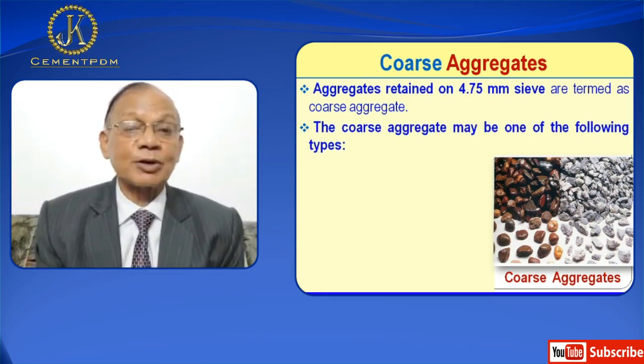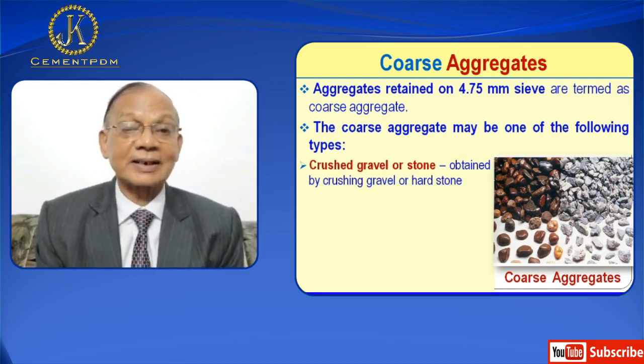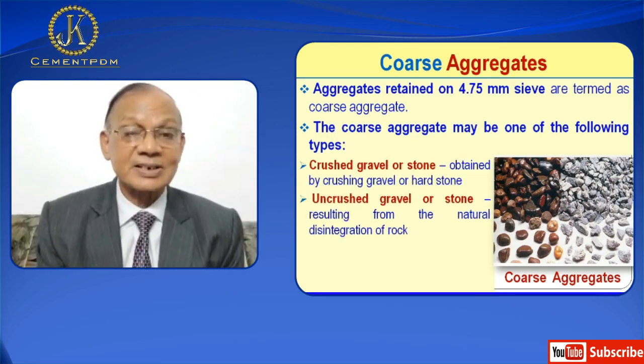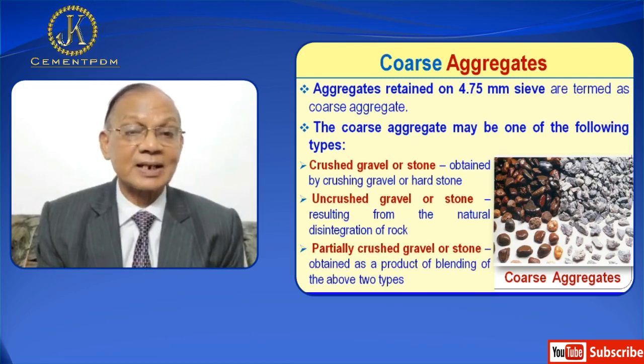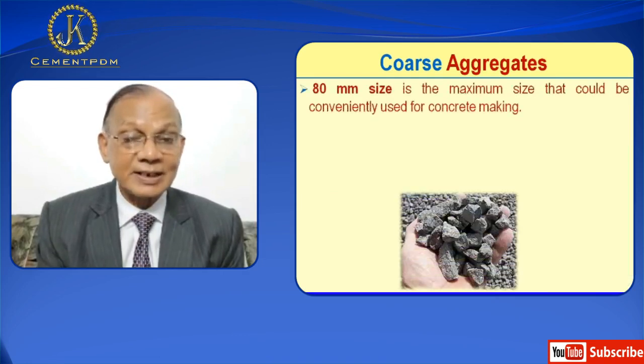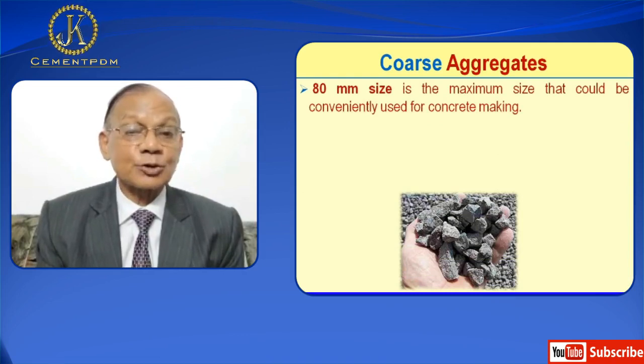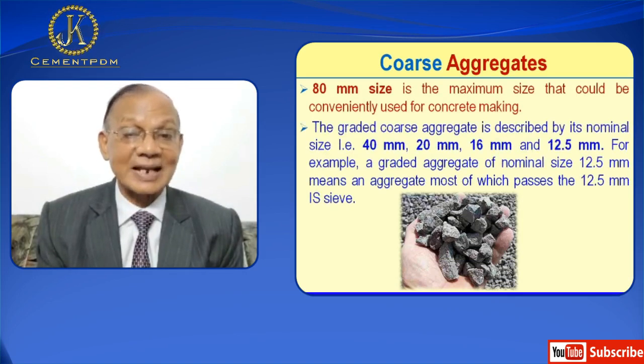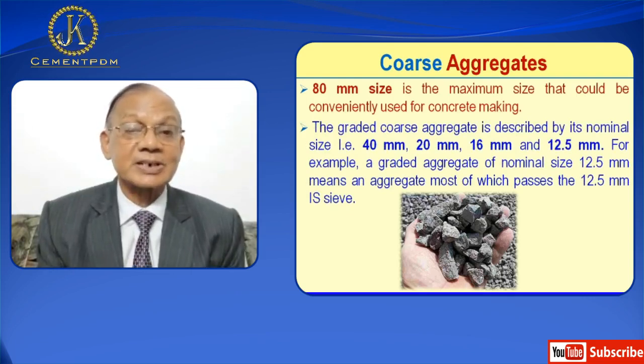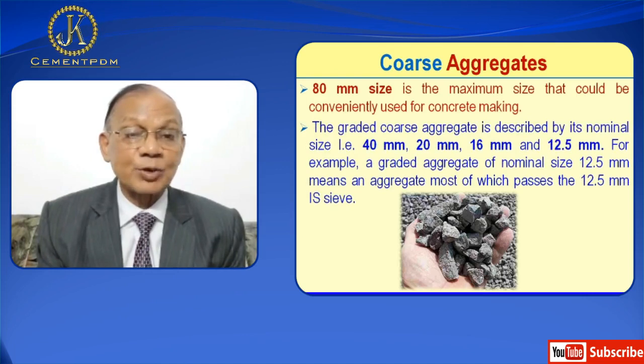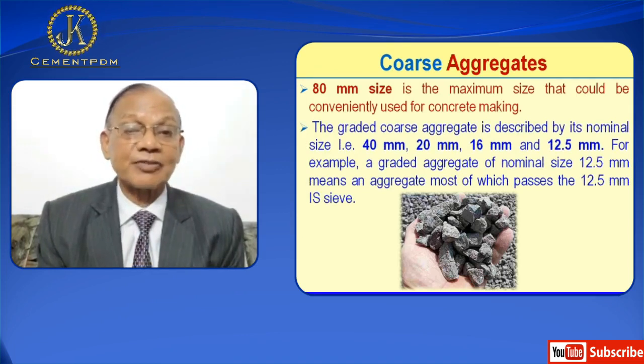The coarse aggregate may be one of the following types: crushed gravel or stone obtained by crushing gravel or hard stone, uncrushed gravel or stone resulting from the natural disintegration of rock, and partially crushed gravel or stone obtained as a product of blending of the above 2 types. 80 mm size is the maximum size that could be conveniently used for concrete. The graded coarse aggregate is described by its nominal size, that is 40 mm, 20 mm, 16 mm, and 12.5 mm. For example, a graded aggregate of nominal size 12.5 mm means an aggregate most of which passes the 12.5 mm IS sieve.